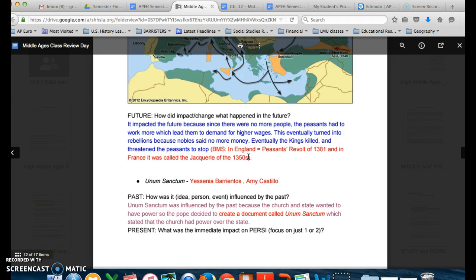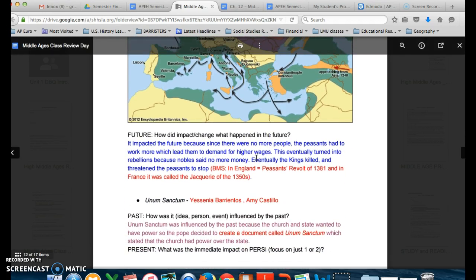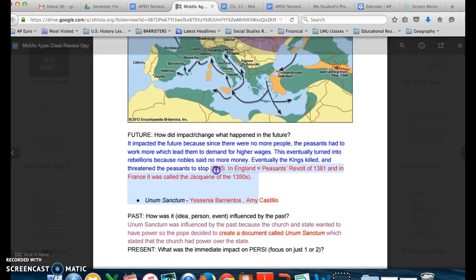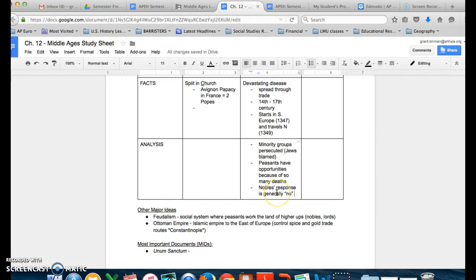Be more specific, I said to them way back in the day. Isn't this fun? Oh, man. In England, peasants' revolt of 1381, and in France, it was called the Jacquerie. And here's one of the beauties of this. If you just open this up and make it your own document, you could just copy and paste so much of this information. But I can't right now, so I'm just going to transfer it. But that's very important, right?